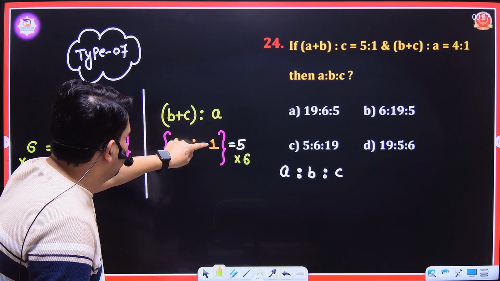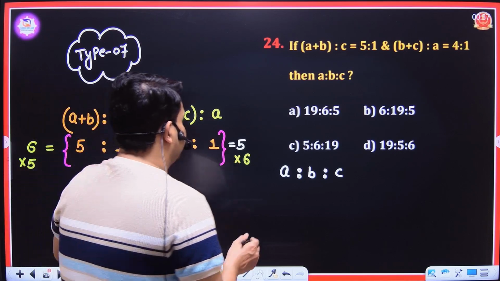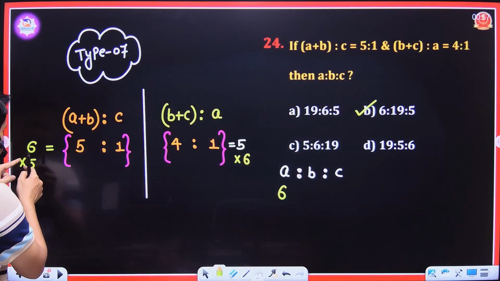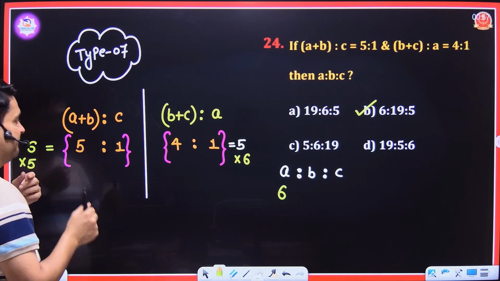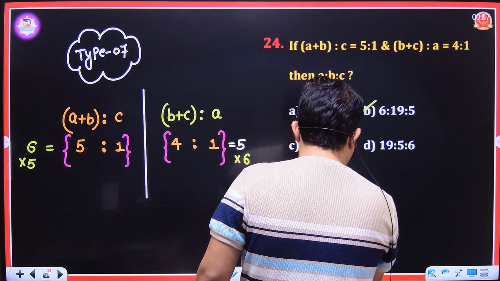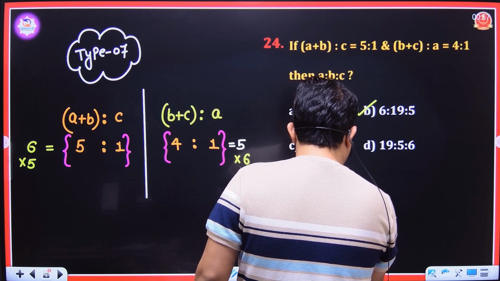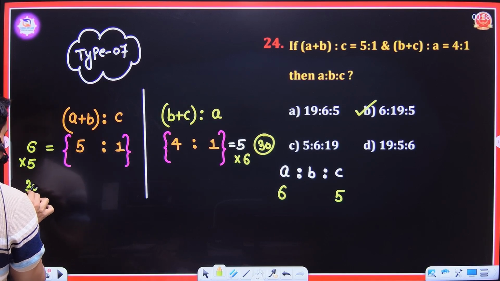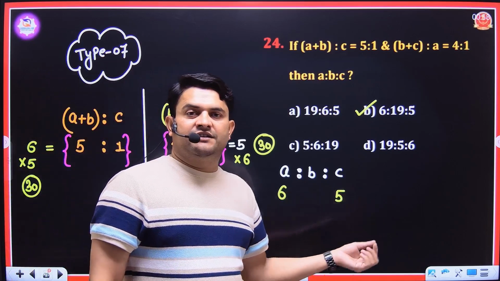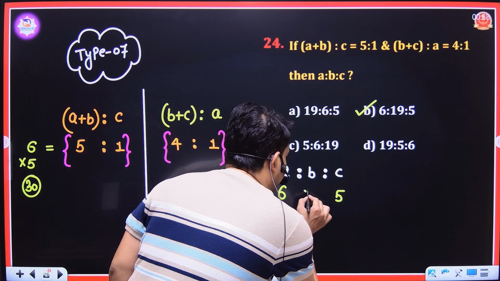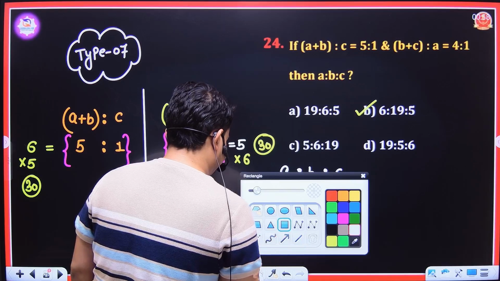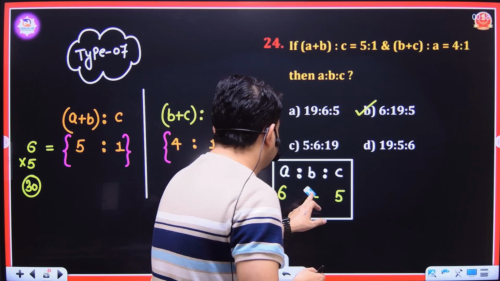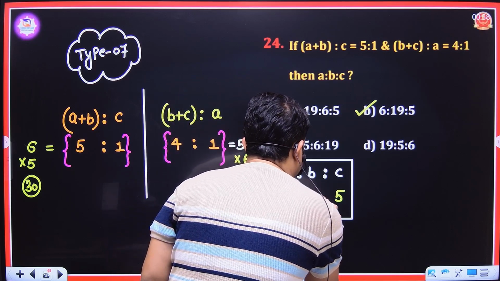See, we have A equal to 1 here. If 6 is multiplied here, then A becomes 6. And A is 6 only in option B. See, here C is alone. If 5 is multiplied in this ratio, the value of C is 5. A plus B plus C is equal to 30. If A plus C is 11 and A plus B plus C is 30, then B must be 19, because their sum must be 30.